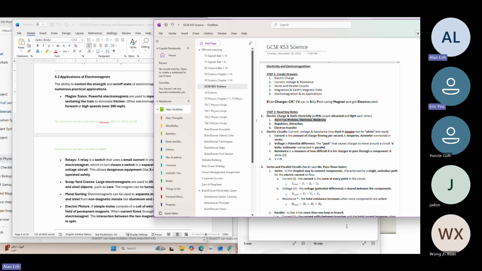Once the electron is transferred, then you have fewer electrons, then you are more positively charged for that particular item. Or the other side will be more negatively charged because the electron is transferred to that other item. So with that, effectively, you already cover the entire electric charge, right? So any question related to electric charge that comes out from the exam, you are good to answer.